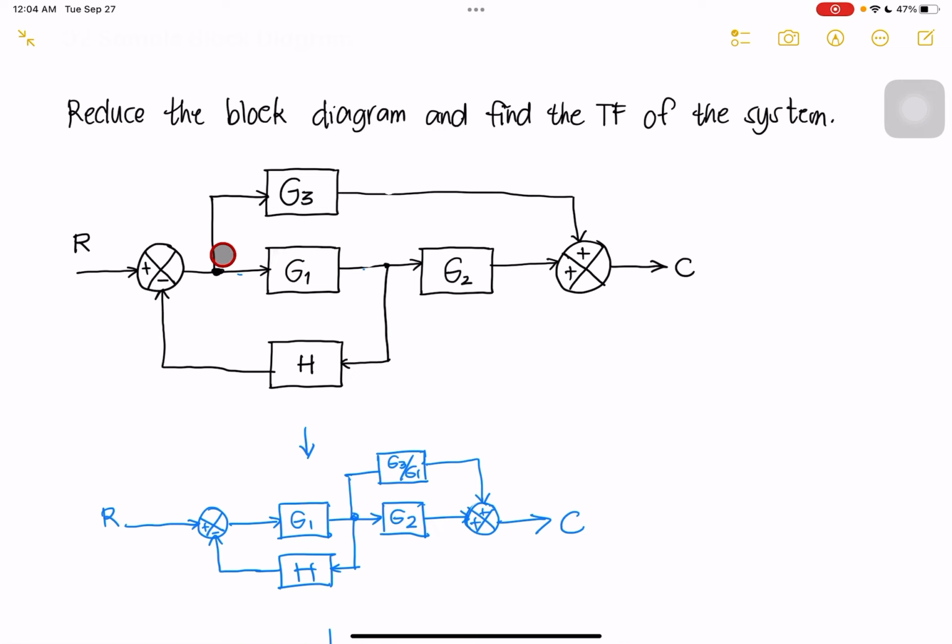To simplify, first, we have to move this branch point to here. Okay? Para mas madali. So, if we move it here, kailangan natin maglagay ng additional block which is the reciprocal of the original block na reference point which is G1. So, maglalagay tayo ng in series na 1 over G1 here. So, pag tinimes mo yan, G3 times 1 over G1, then we have G3 over G1. And then, mawawala na to, i-move natin dito.